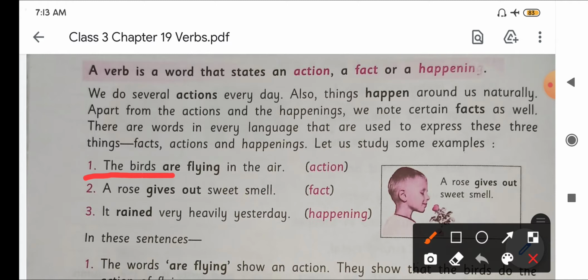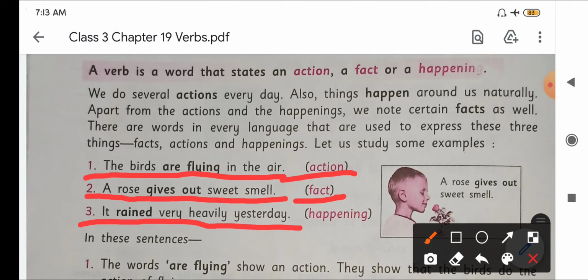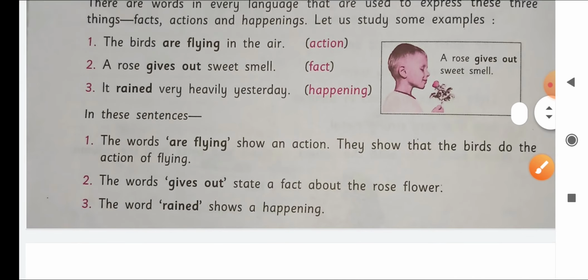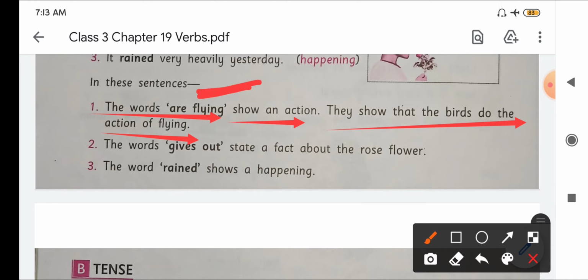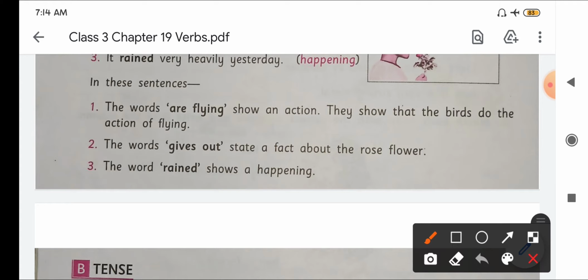First one, the birds are flying in the air. That is an action. A rose gives out sweet smell. That is a fact. It rained very heavily yesterday. That is a happening. So, in these sentences, the words are flying show an action. They show that the birds do the action of flying. Then the words gives out state a fact about the rose flower. Yes, that is a fact that a rose gives out sweet smell. Then the word rained shows a happening.